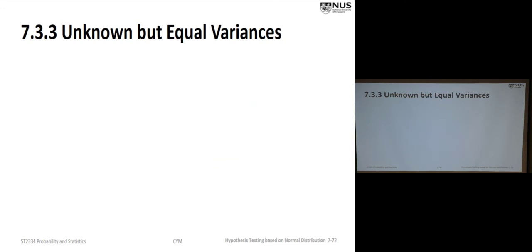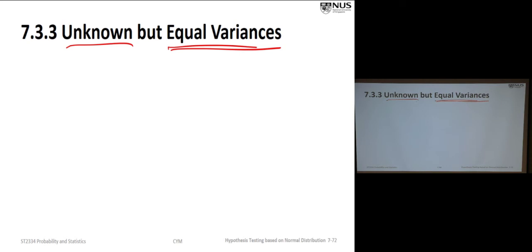Now, if the variance is known, we know how to deal with it. If the variance is not known, but the sample size is big, we can do it. But how about if we don't know what they are, but we know that they're equal? When I say unknown, I don't know what sigma 1 and sigma 2 are, but if you know that they are equal, because in a lot of problems the variance of the two populations may be the same.